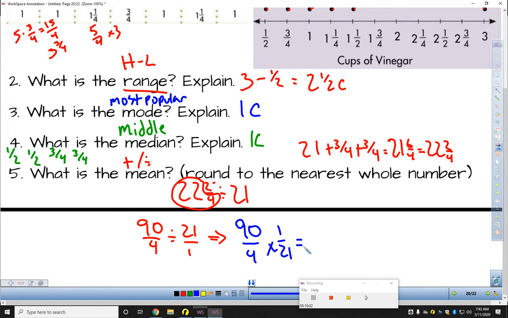All right, here we go. We would have 90 over 84, which would equal 1 and 6 over 84. We're supposed to round to the nearest whole number. Our mean is 1. That's a ton of work for one problem.